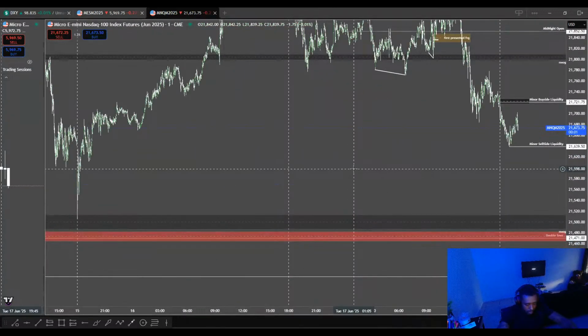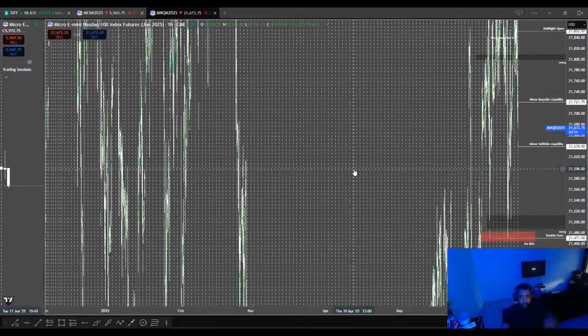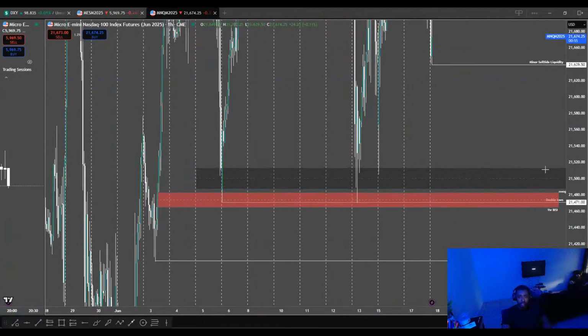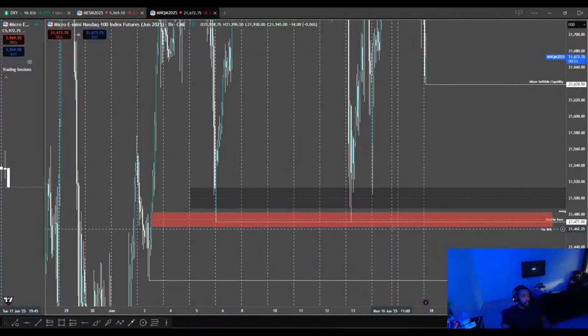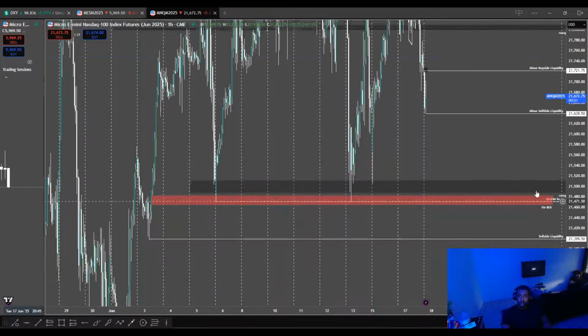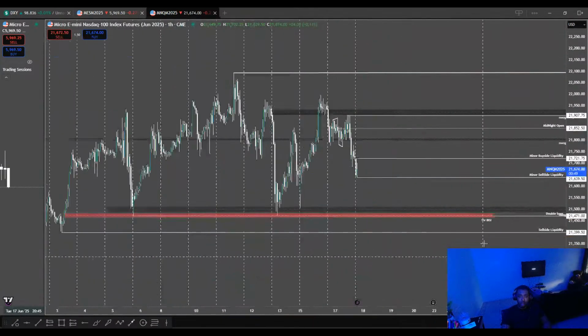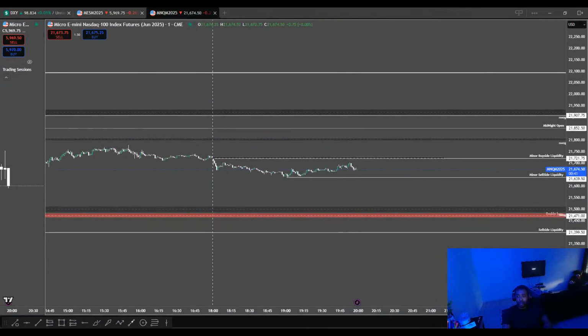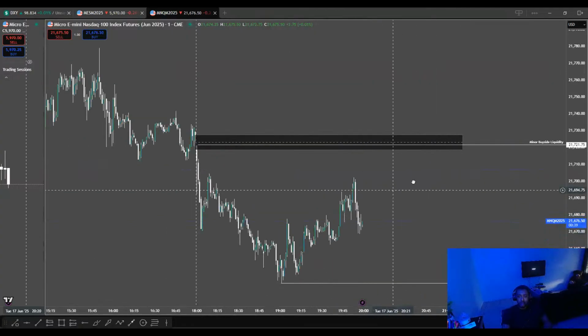If I go to the 1 hour chart, you see on this 1 hour, we got these clean lows right here. So we got relative highs on a smaller time frame, and on a higher time frame, we got relative lows. Right. So now I'm just trying to paint the context.